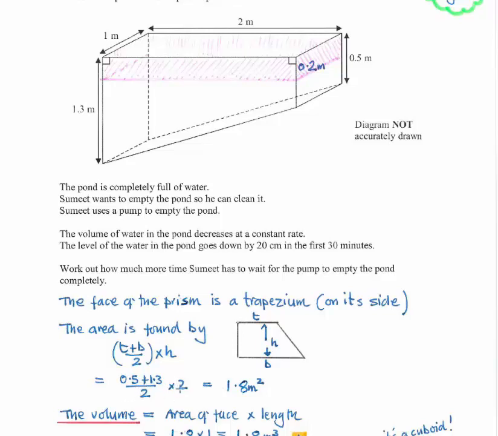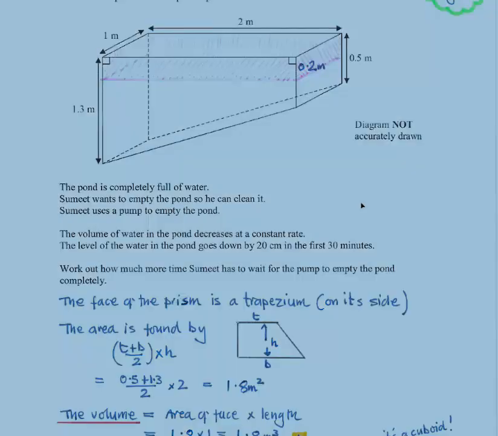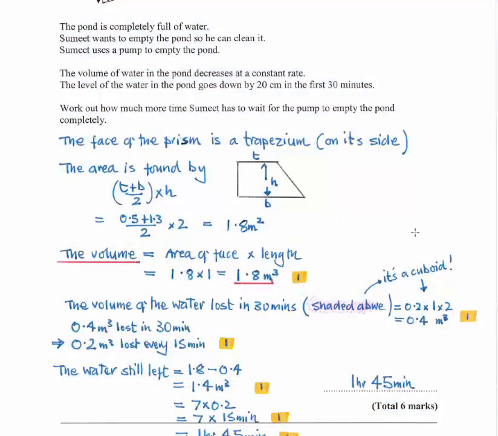Now we put that in, so the top plus the bottom is 0.5 plus 1.3, divided by 2 and then multiplied by 2 gives me 1.8 square meters. So the area of this face is 1.8 square meters. To find the volume of water, it's going to be the area of the face times the length of the prism. And we can see the length is 1 meter. So the volume of the water in the tank is going to be 1.8, area of face, times the length, which is 1.8 cubic meters. Have a mark for that. So we know that when it's full, it's got 1.8 cubic meters in it.